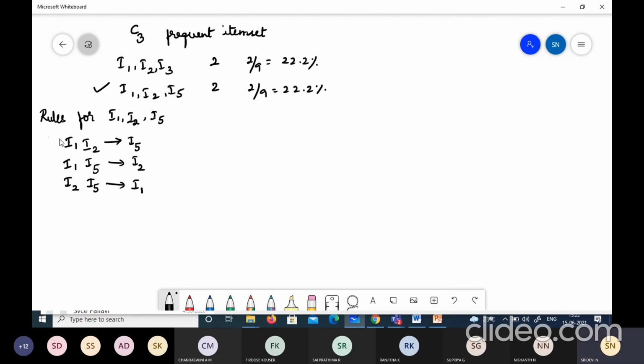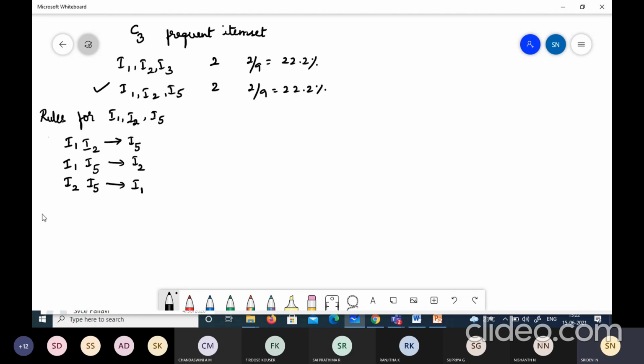By applying the F of K minus 1, F of K minus 1 method for candidate generation, first we take these two and say the person who tends to buy I1, I2 also tends to buy I5. Then we'll consider I1, I5, then he tends to buy I2. Then I2, I5. That's all. We don't have any other items to club. So I1, I2 tends to I5, I1, I5 tends to I2, and I2, I5 tends to I1.